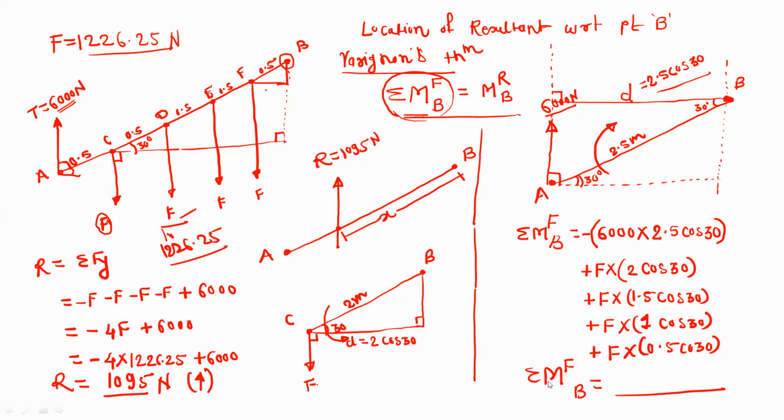Okay, so try to find out this value, summation of moment by forces about the point B, and then equate this value with the right part of Varignon's theorem, moment by resultant about the point B. So by referring to this diagram, this is the resultant system. So this is your resultant R, and we have assumed the distance along the line AB with respect to point B as x.